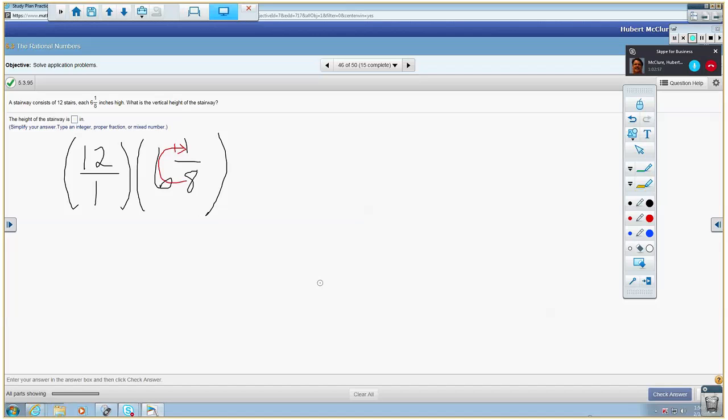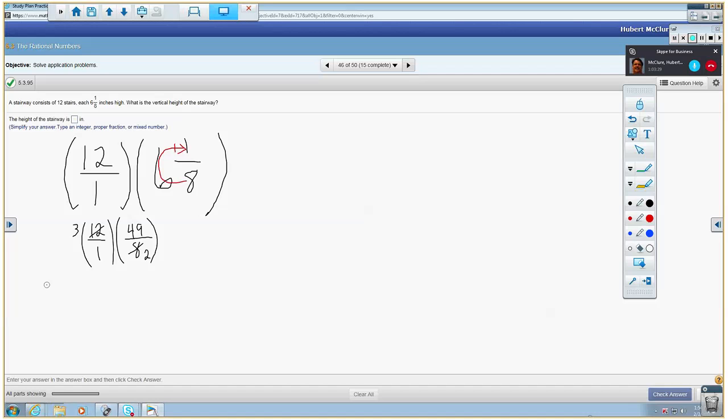So we leave it as an improper fraction or? Well, we're going to talk about that. Let me just wait. So, we get 12 over 1 multiplied by 49 over 8. We can reduce. 4 will go in there 2 times. 4 will go in there what?